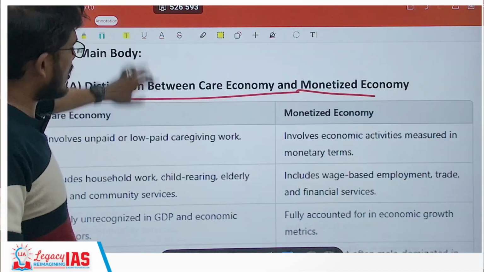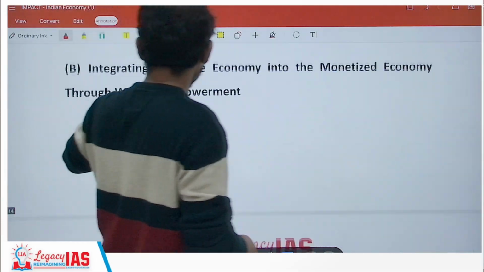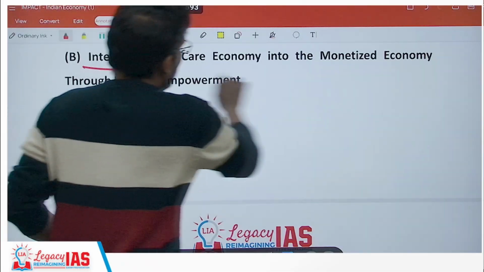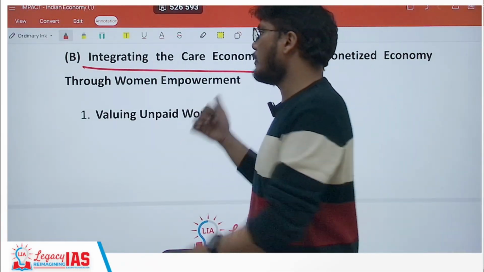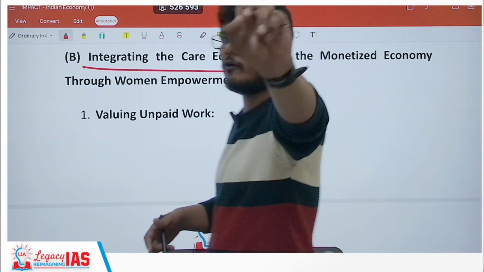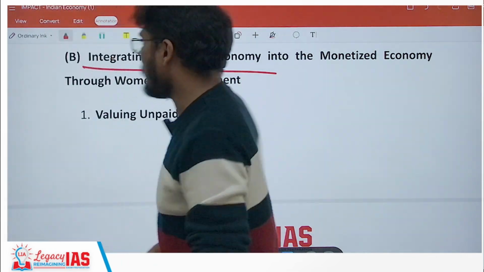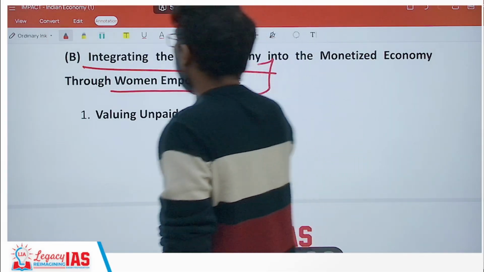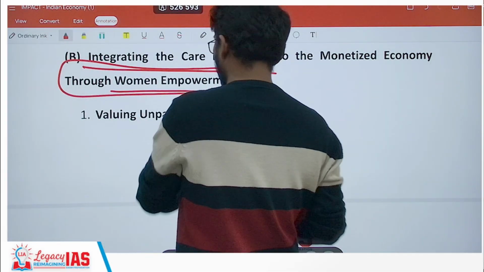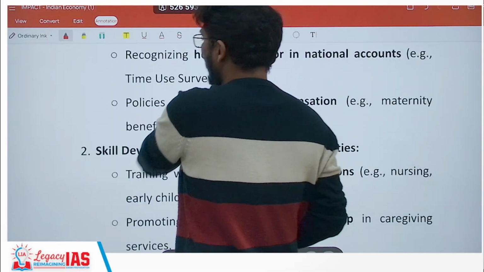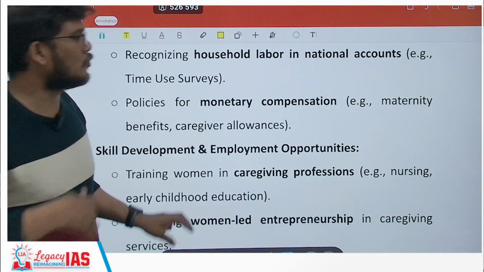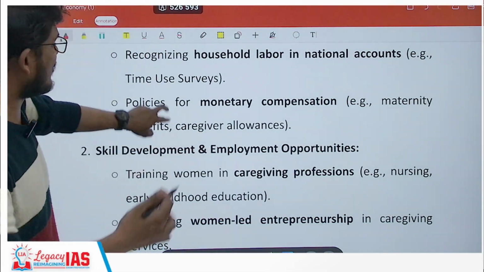So first you distinguish, that's very clear, give examples over there, and then talk about integrating the care economy into the monetized economy. In the introduction, you have mentioned why there is a need, then you distinguish between the two, then you say how you can integrate it through women empowerment. First is valuing unpaid labor. You value it, you recognize it, you do the time use survey, etc.